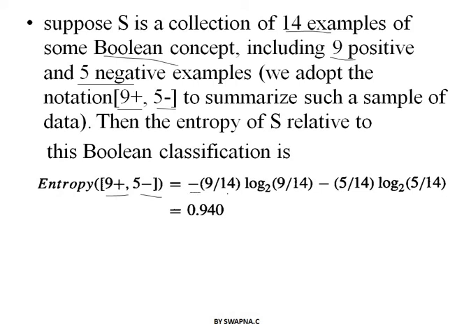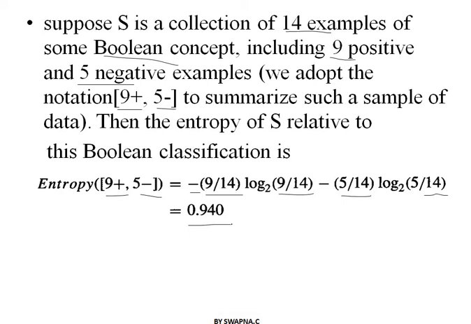Here the minus symbol is there in the formula, and here P positive means the proportion of positive training examples. What is the proportion of positive training examples? 9 positive training examples in the collection of 14, so we represent 9/14, and also P+ log2 P+, the proportion of positive training examples times log base 2 of that proportion. Next, minus the proportion of negative training examples times log base 2 of that proportion. How many negative training examples are there? 5. What is the proportion? Within the collection of 14, 5/14. That is what we represented, and the value we get from this calculation is 0.94.